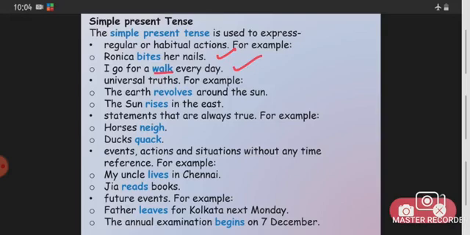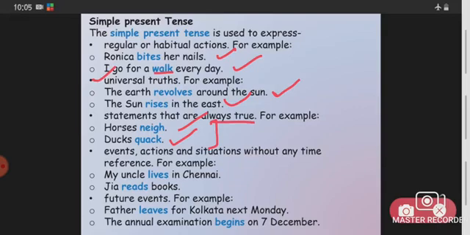Then the universal truth, something that will never change. The earth revolves around the sun. This is a truth. The sun rises in the east. Again, this is a universal truth. So we write it always in the simple present tense. The statements that are always true: horses neigh, ducks quack. So they make these sounds. This is something which is always true, so it remains the same.